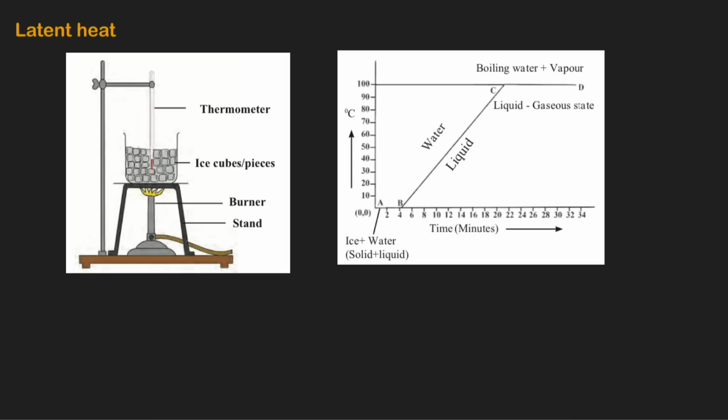Now the next point is latent heat. Here I am showing a figure. Here we show the experiment that can give the idea of latent heat. In the first figure, pieces of ice are taken in a glass beaker. A thermometer is attached to measure the temperature change.